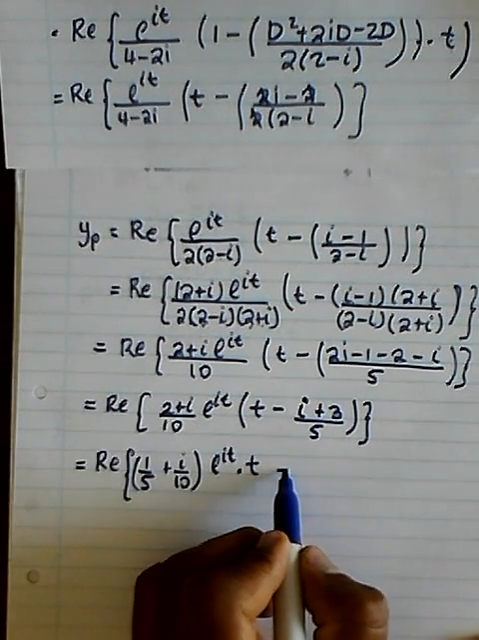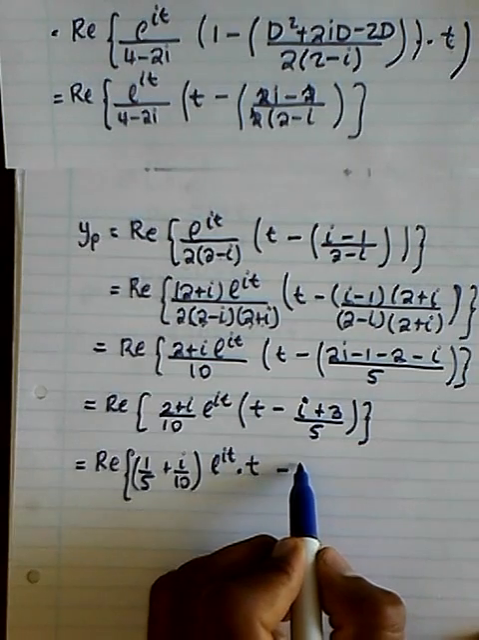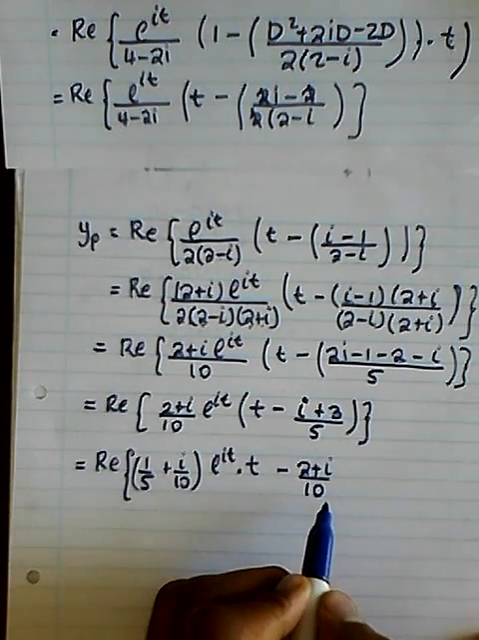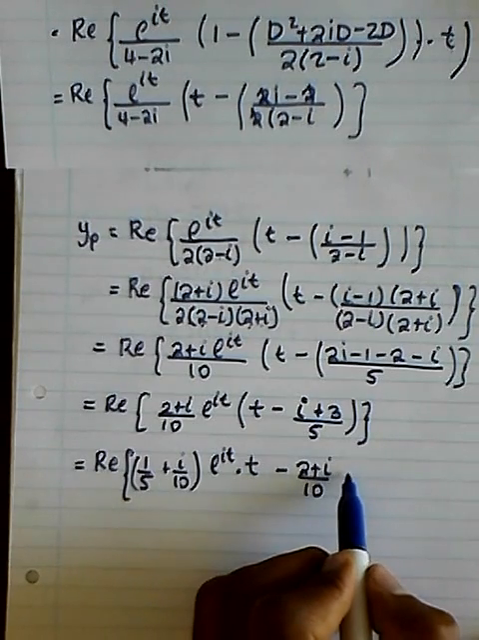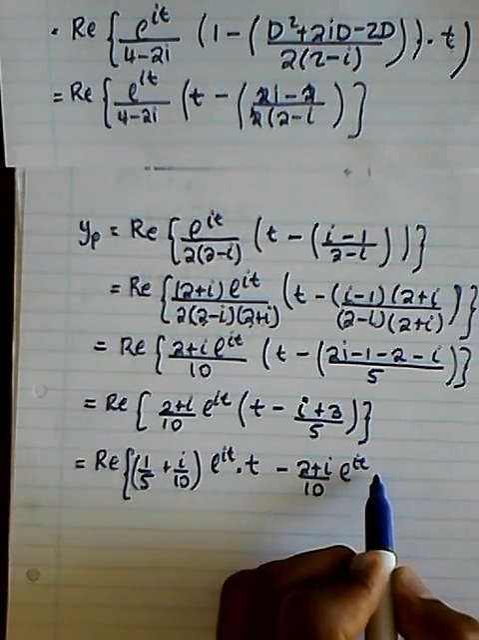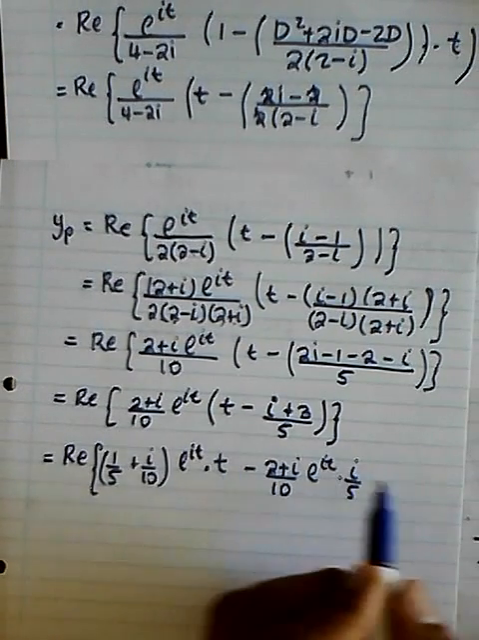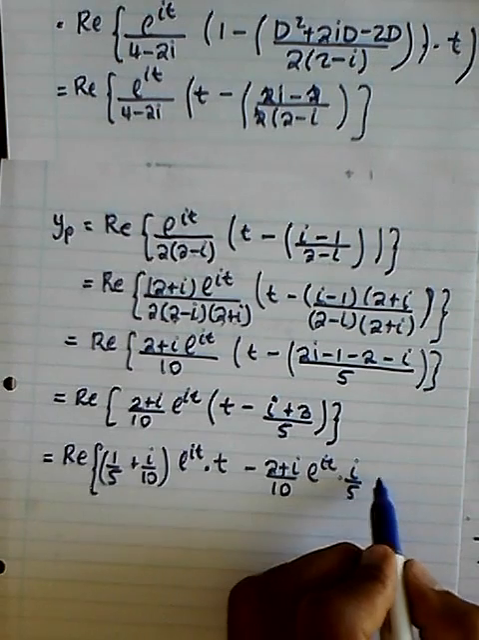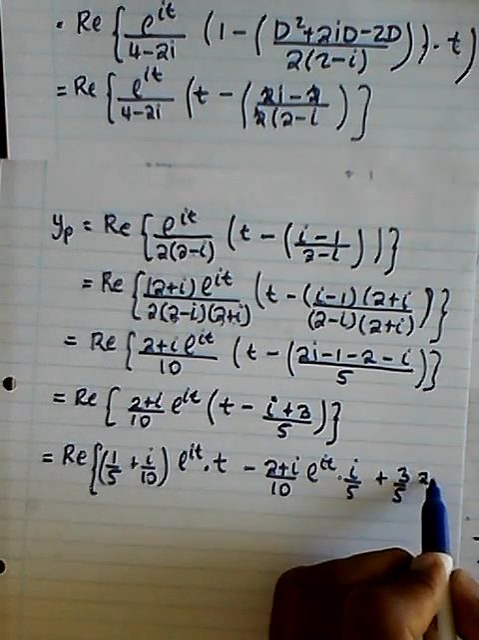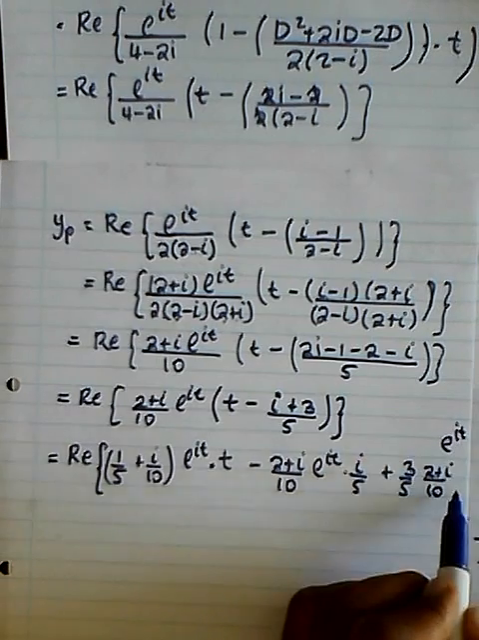Okay, and then we subtract (2 plus i) over 10, which is the same as this, and then we multiply it by e to the it, multiply by i over 5, and then we're going to get plus 3 over 5, (2 plus i) divided by 10. So this e to the it gets here.